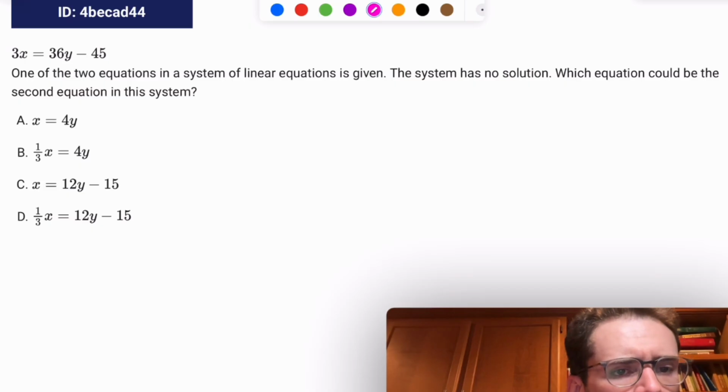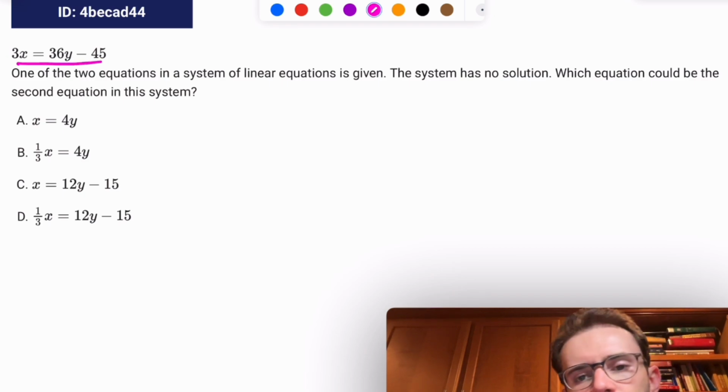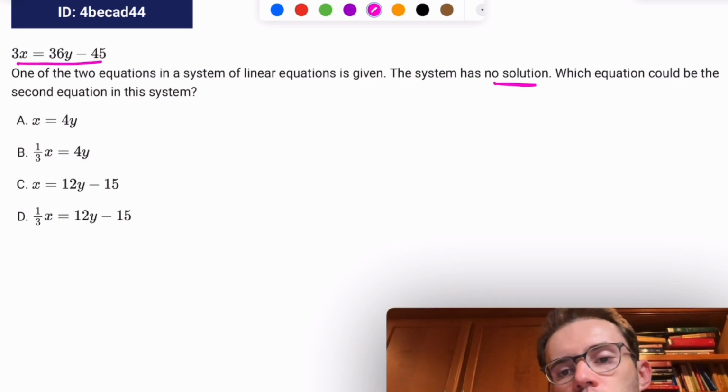3x equals 36y minus 45. One of the two equations in a system of linear equations is given. That's this equation up here. The system has no solution.